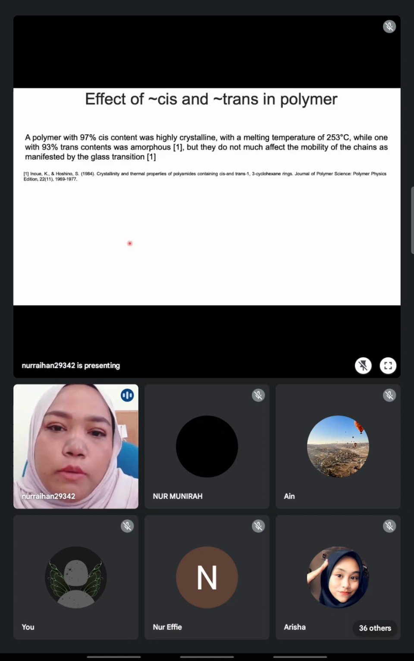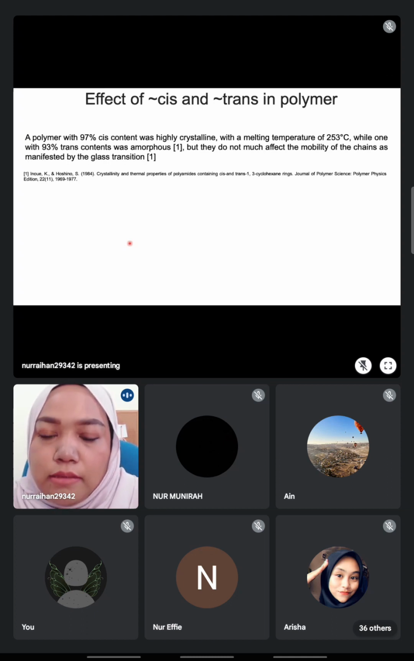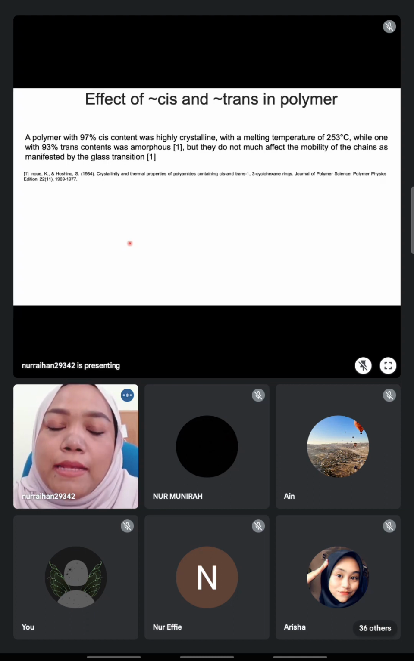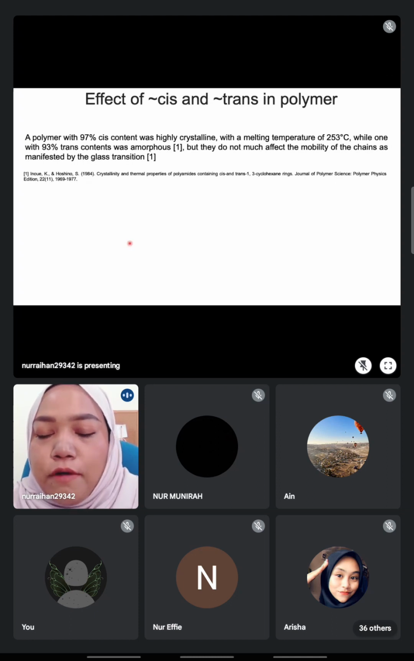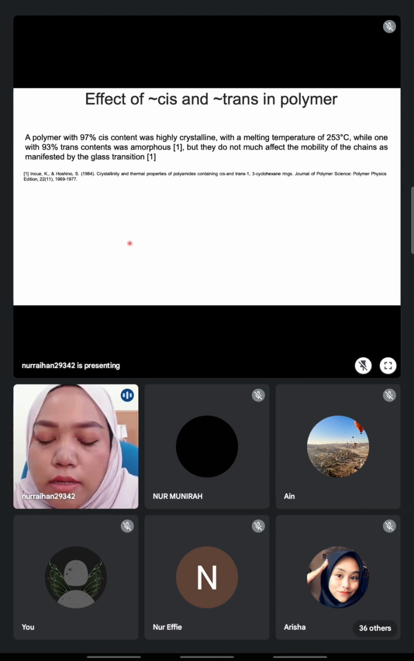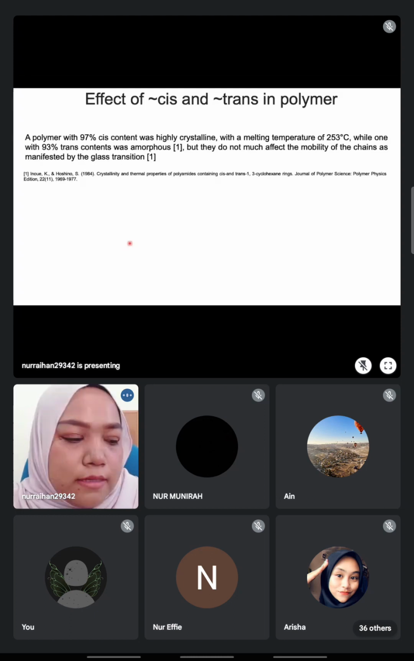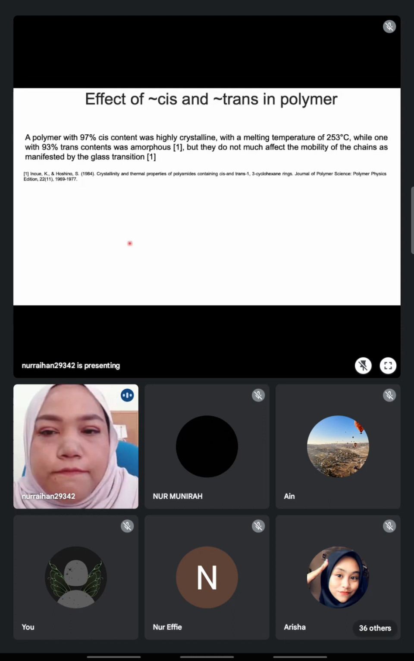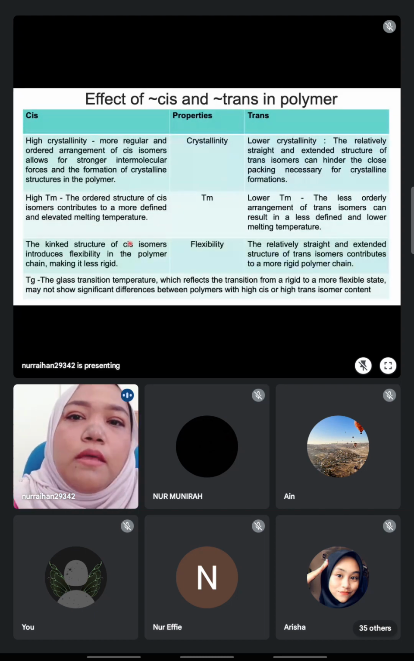Okay, so they found out that between the cis and trans, the melting temperature Tm will be affected, but the Tg will be less affected. It means in terms of flexibility, it is not very different between cis and trans. So they will not affect the Tg as much as they affect the melting temperature.